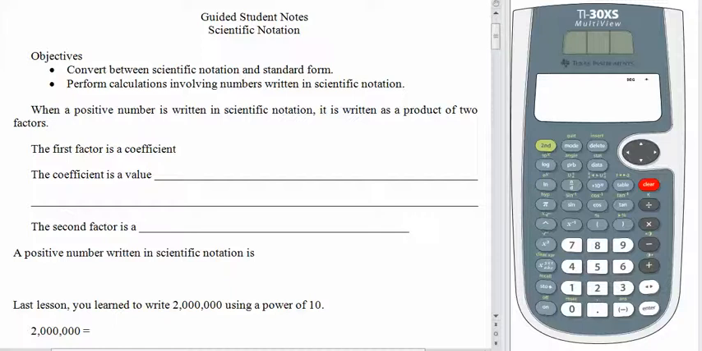For today, we just want to talk about how to write numbers in scientific notation and how to get them out of scientific notation back into what we might call standard form, the way you usually like to see a number. So grab your calculator and your guided student notes. Let's get ready to go.